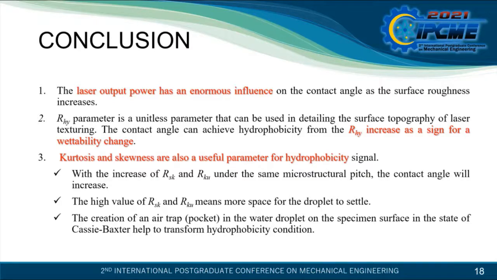With the increase of Rsk and Rku under the same microstructure pitch, the contact angle will increase. Then the higher value of Rsk and Rku means more space for the droplet to settle. The creation of an air trap or air pocket in the water droplet on the specimen surface in the state of Cassie-Baxter helps to transform the hydrophobicity condition.